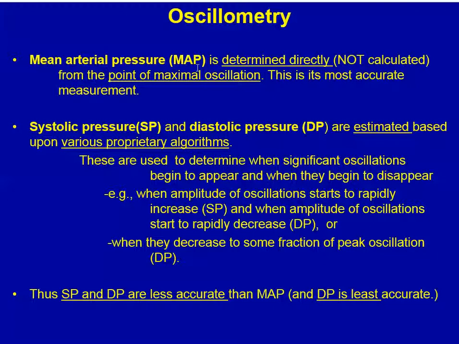The mean arterial pressure is determined directly by the oscillometer. It is not calculated, and it is the point of maximum oscillation. This is the most accurate parameter that oscillometry provides. Both systolic pressure and diastolic pressure are estimated based on various proprietary algorithms and therefore are not as accurate as the mean arterial pressure. Systolic pressure is more accurate than diastolic, but neither are as accurate as mean pressure.